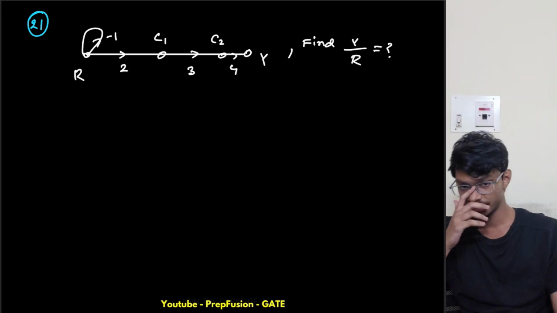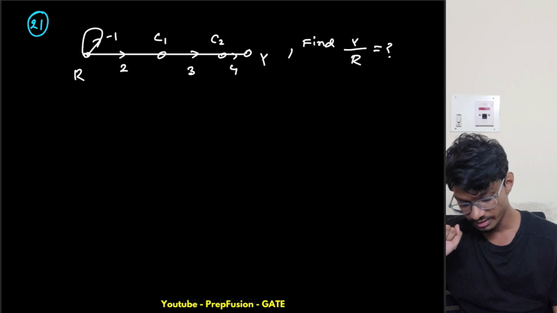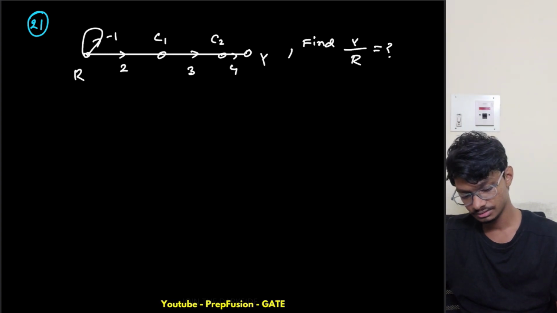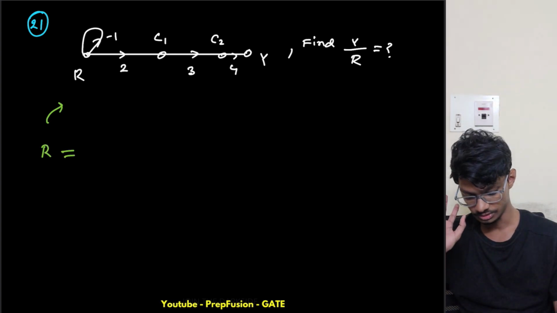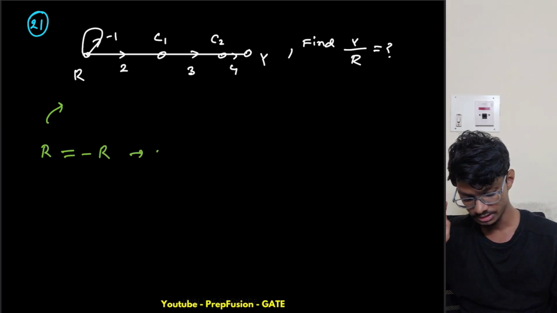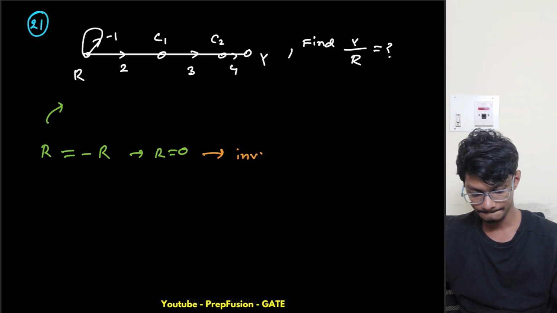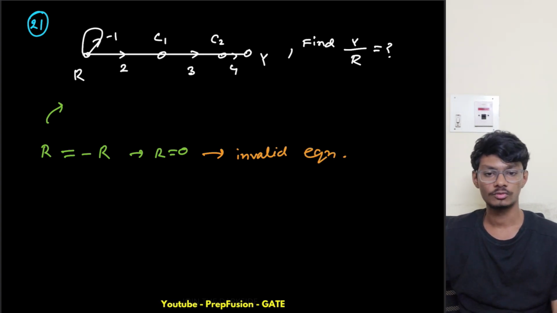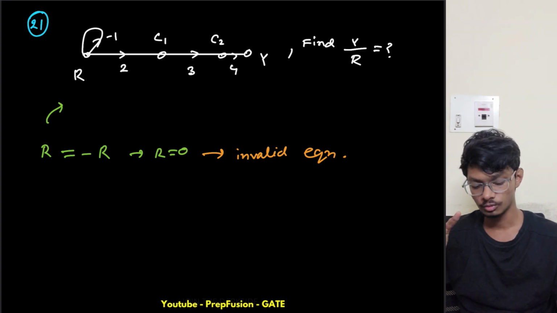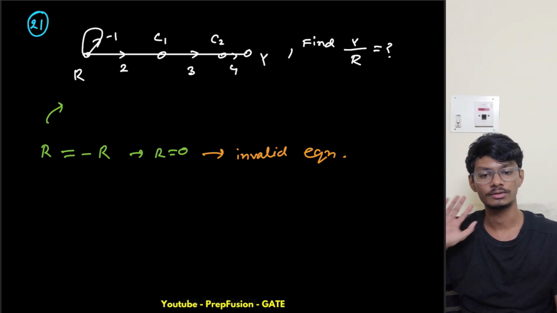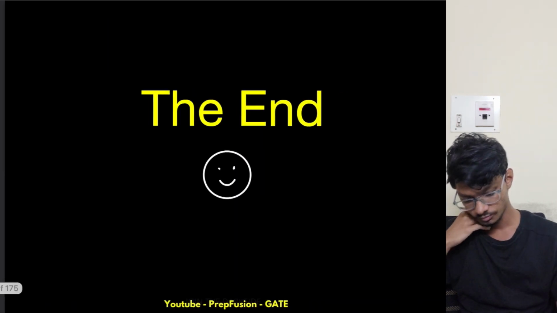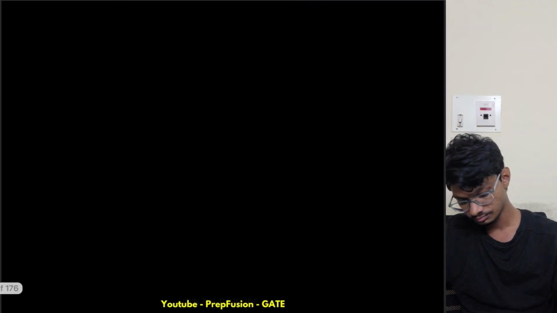Okay, so what is the problem over here? The problem is, if I try to write the flow equation, R equals minus R. Again I see R equals 0. Again this is an invalid equation. So what I have to do is remove this input loop, like Mason's gain formula is not valid for an input loop of any gain.